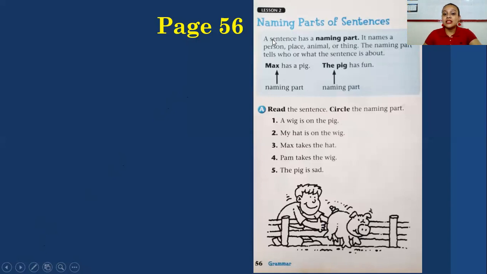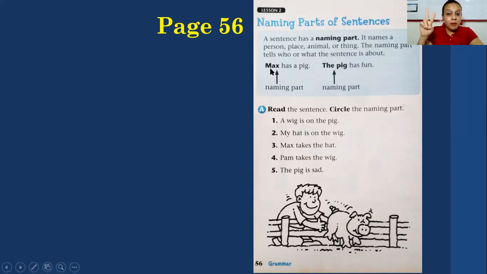And let's start. First of all, what is the naming part of a sentence? What is the naming part? Well, when a sentence has a naming part, it names a person, place, animal, or thing. All of these characteristics are called naming parts of a sentence. So when you have a person in a sentence, when you have a name, or when you have a place, or when you have an animal or a thing, you are talking about the naming part of a sentence. The naming part tells who is the person or the animal or the place or the thing, or what the sentence is talking about.